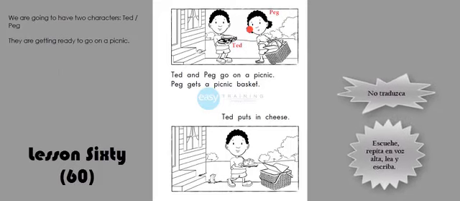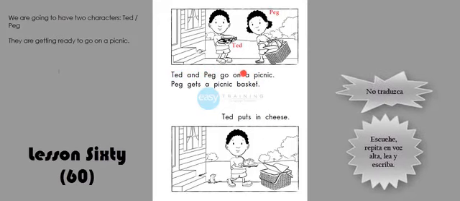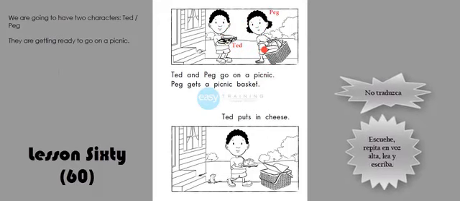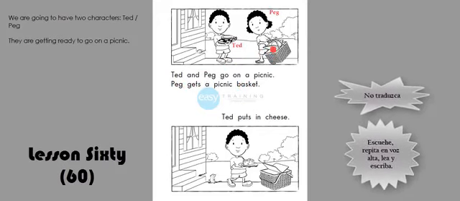Right? Now let's begin. Ted and Peg go on a picnic. You see, in this picture, it is clear that they are going on a picnic now. Peg gets a picnic basket. Look, in this picture you see that Peg gets a picnic basket.